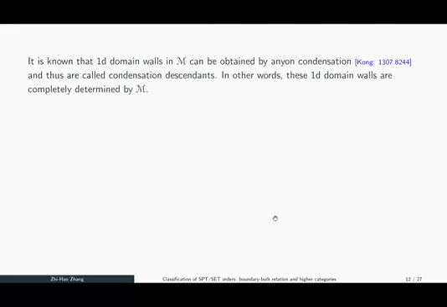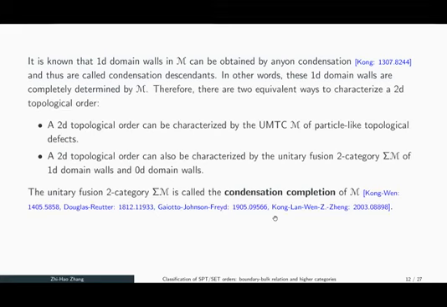And we also know that 1D domain walls in M can be obtained by condensation, so they are called condensation descendants. But this means all 1D domain walls are completely determined by M. So indeed, you have not included more information. So these two characterizations are equivalent. The first way is to describe a 2D topological order by particle-like topological defects. They form a unitary modular tensor category. But you can also characterize it by the 1D domain walls and 0D domain walls. They form a unitary fusion 2-category.